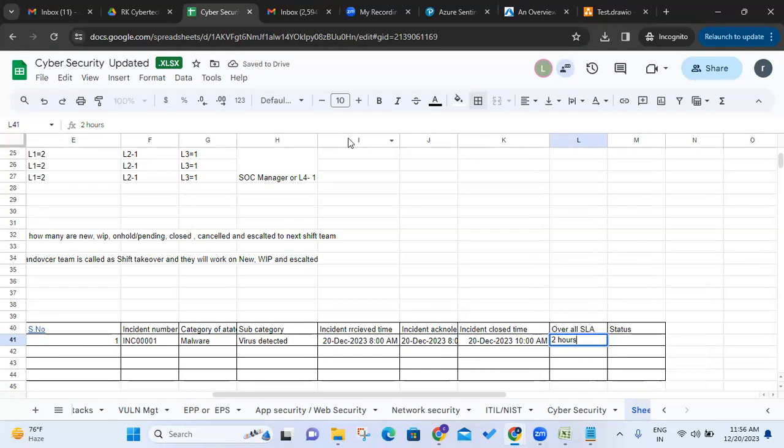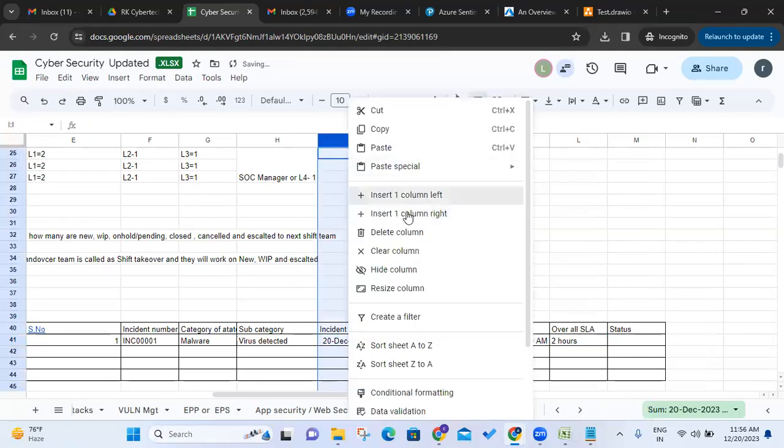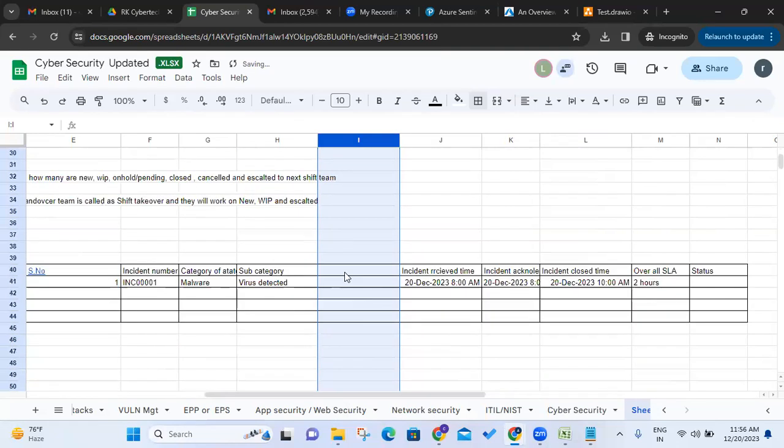And severity of the incident also, we can add one more thing I forgot, sorry. Now you can put an Excel formula here: this minus this, and it will give the overall SLA. Column L minus column J will give the overall SLA. In such a way, instead of entering the time manually, make it automated. So the overall SLA will come automatically, and status is closed.